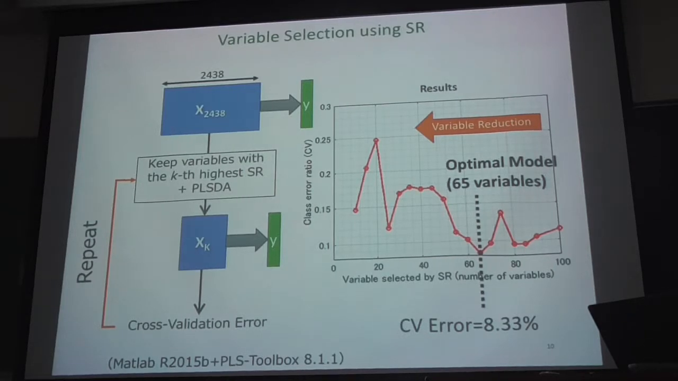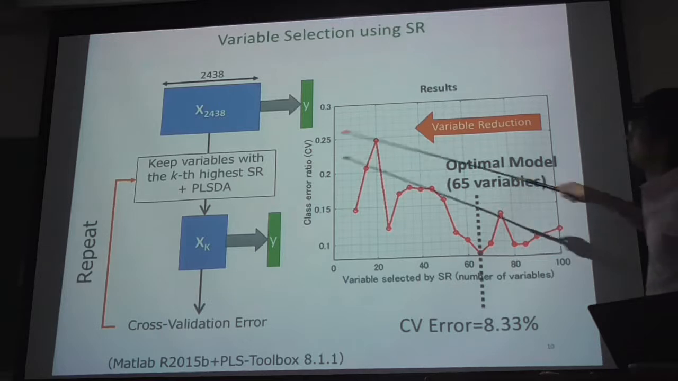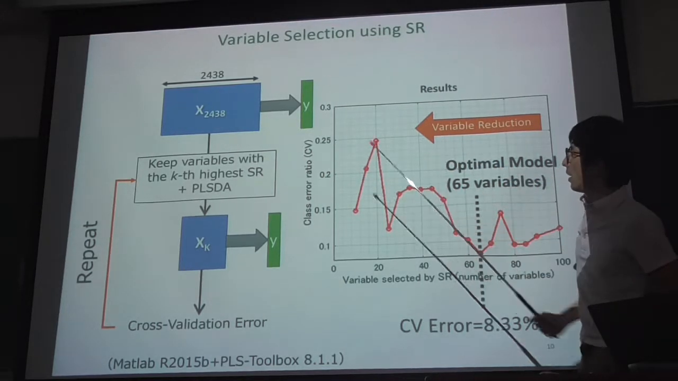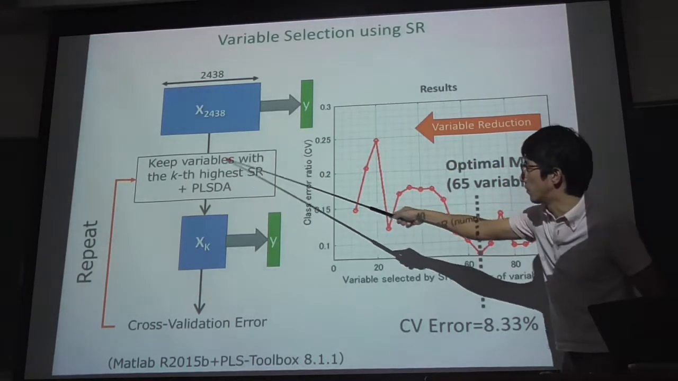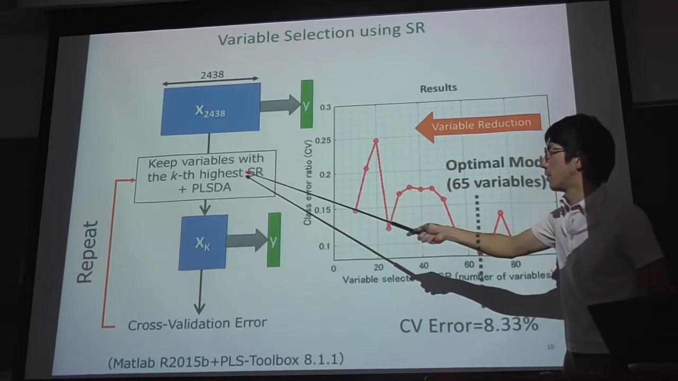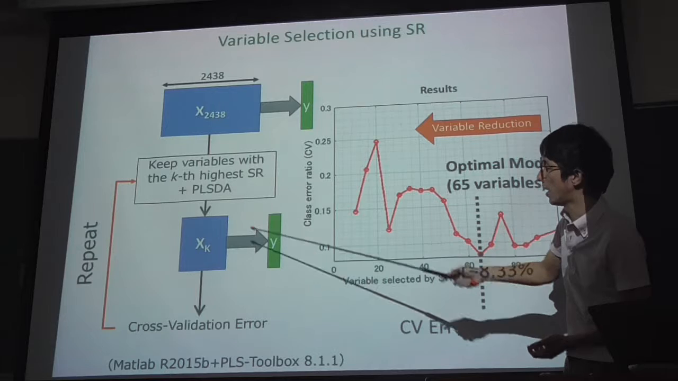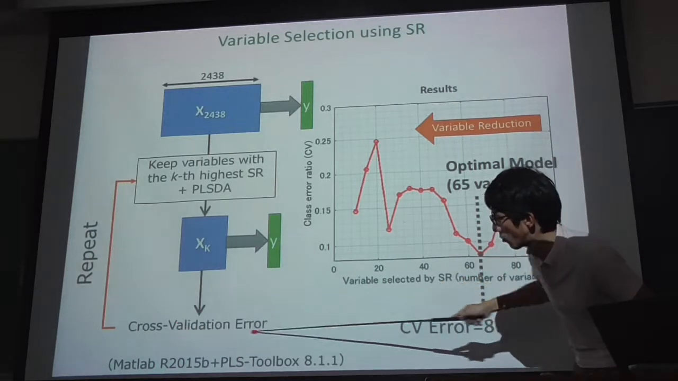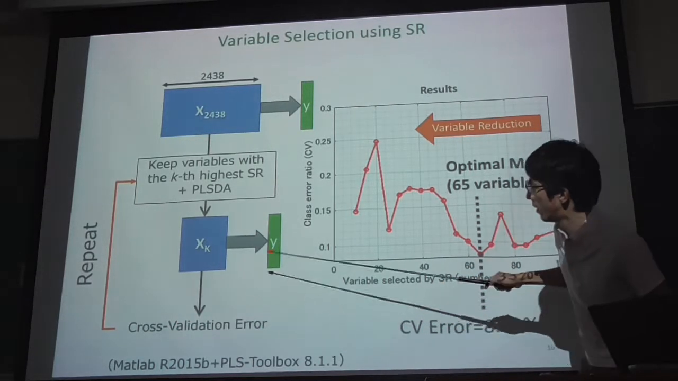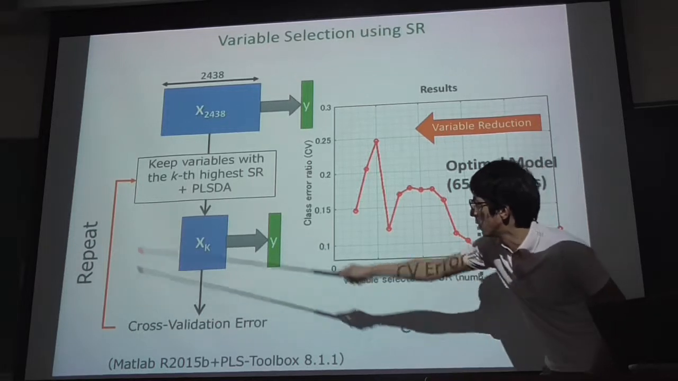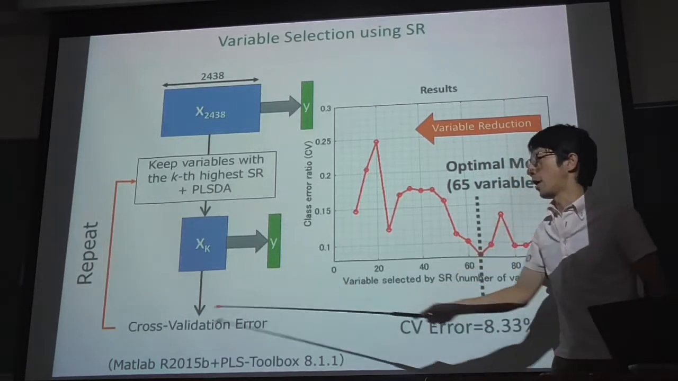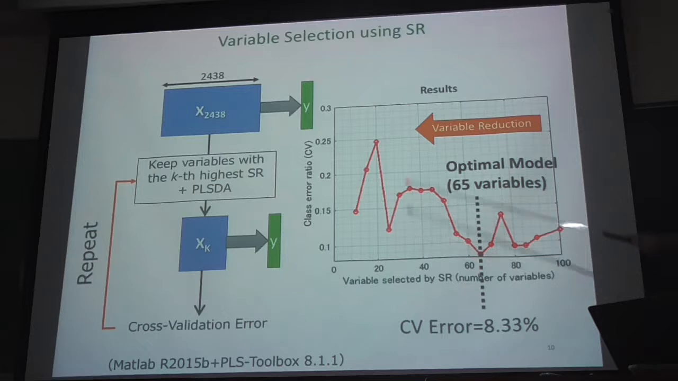And this is how we select the variables. First, we develop the PLS-DA model, and we keep variables with the k highest selectivity ratios. Then again, we try the PLS-DA and check the cross-validation error. Then we repeat this procedure again and again. And this is the result.